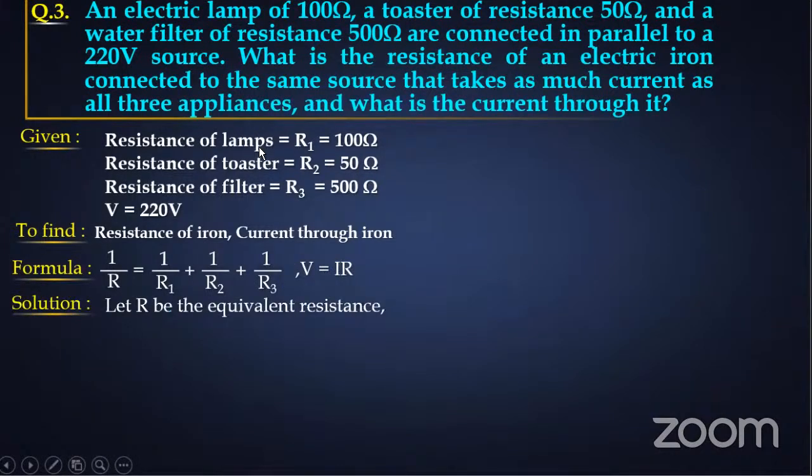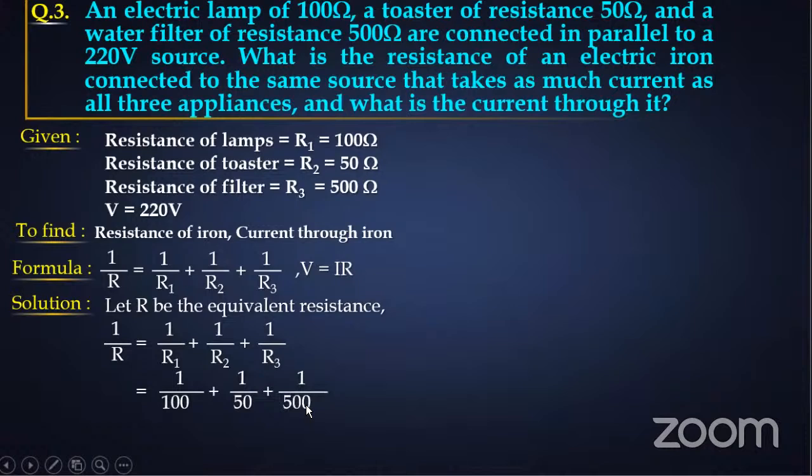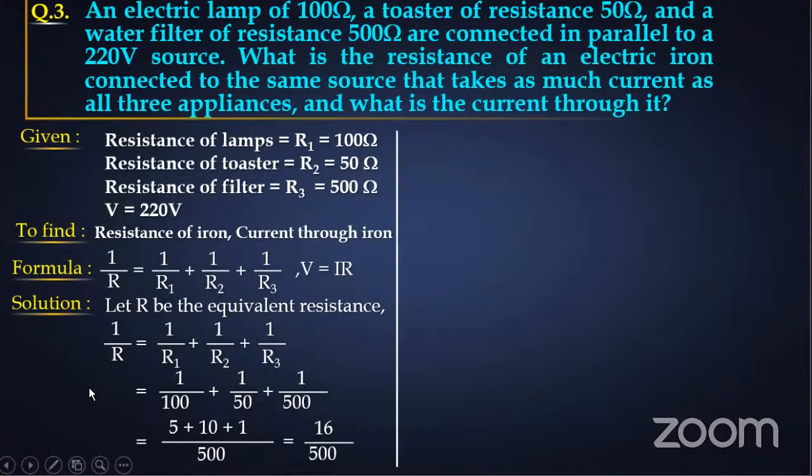Now the solution. Let R be the equivalent resistance of these three. Then 1 by R is equal to, this is the formula. Substitute here 1 by 100 plus 1 by 50 plus 1 by 500. Is it right? The LCM of these three is 500. Very good. How many times of 100 is 500? 5 times. 50 is 10 times. 500 is 1 time. So this is 5 plus 10 plus 1, 16. So 16 by 500. That is 1 by R.